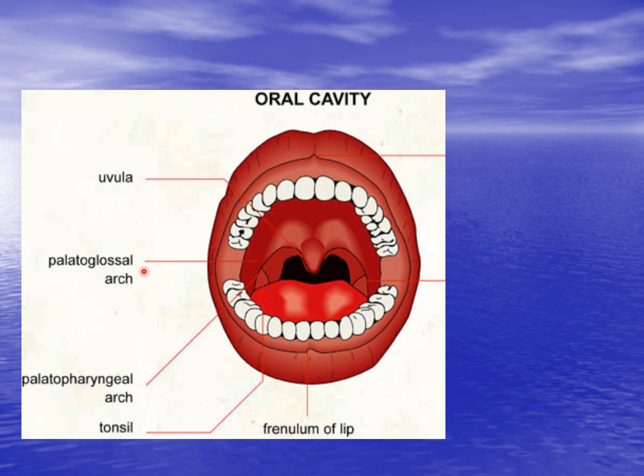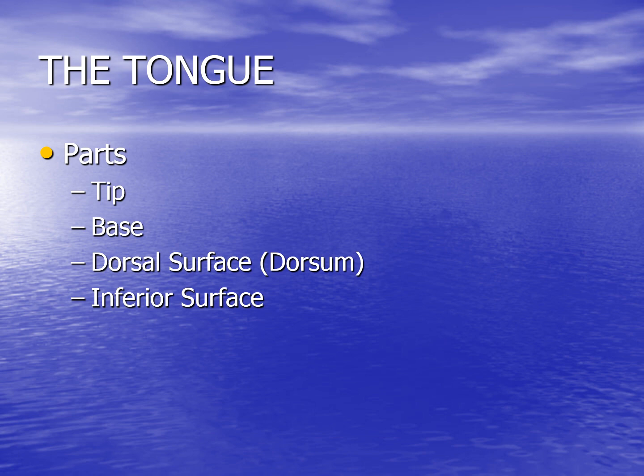Anterior to the palatine tonsil there is an arch or a fold of mucous membrane. This extends from the palate to the tongue. It is called the palatoglossal arch or the palatoglossal fold. Posterior to the palatine tonsil, this fold goes back to the pharynx. This is called the palatopharyngeal arch or the palatopharyngeal fold. These folds enclose the tonsil.